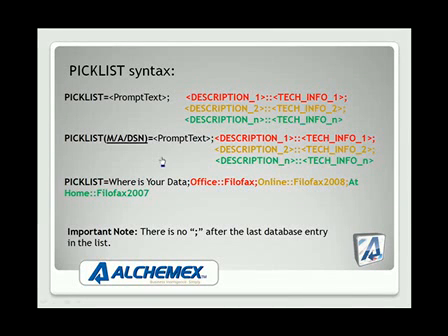The syntax is exactly the same for a pick list M, other than you adding an M, an A, or a DSN. If you have a look at pick list, where is your data? The where is your data is the prompt text above. Take special note of the fact that the greater than and smaller than signs have been removed. You then say it's my office data and its location is Filofax database. Remember, we're talking about SQL databases here. Online is the Filofax 2008 data, and at home I have my Filofax 2007 data. It's important to note that there is no semicolon after the last database entry.